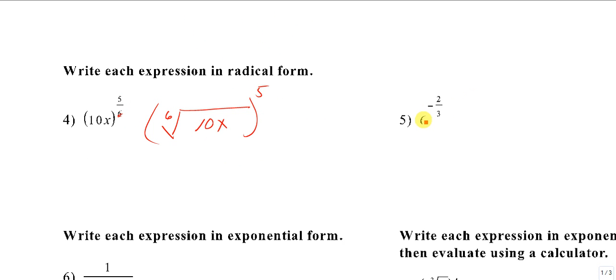The next one, I need to take this 6, and I'm going to move it to the bottom because I have a negative exponent, so I have it to the 2/3. Now my radical will be in the bottom. You can see that it's going to be a 6. The root is 3, and the power is 2.